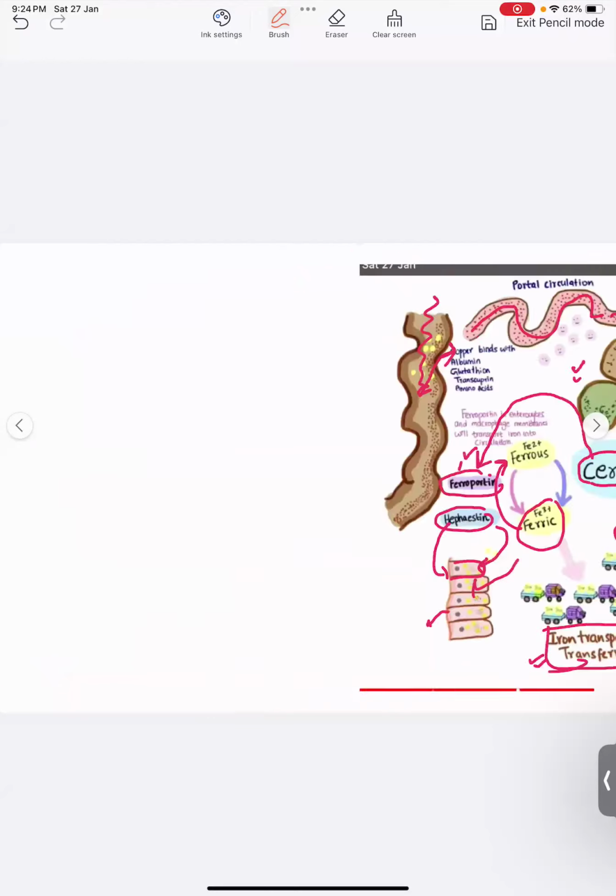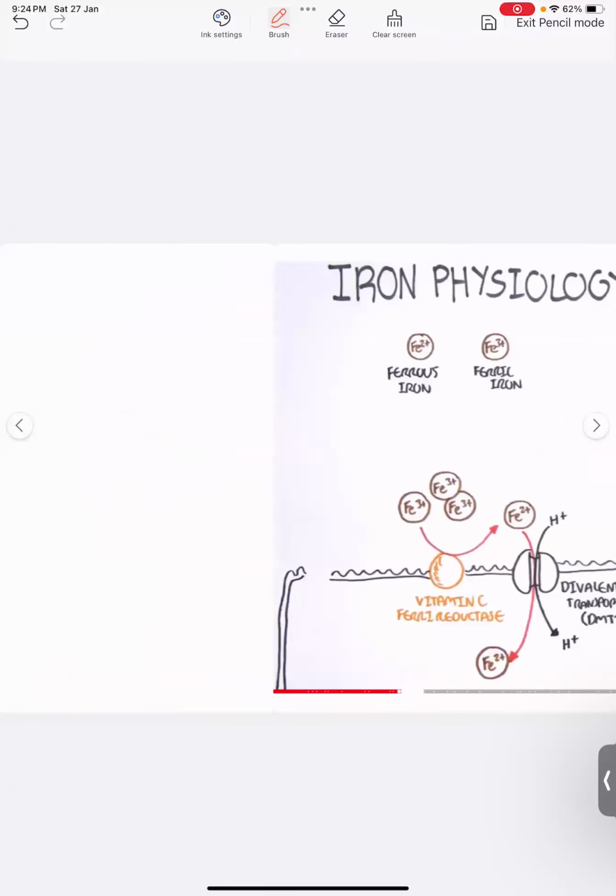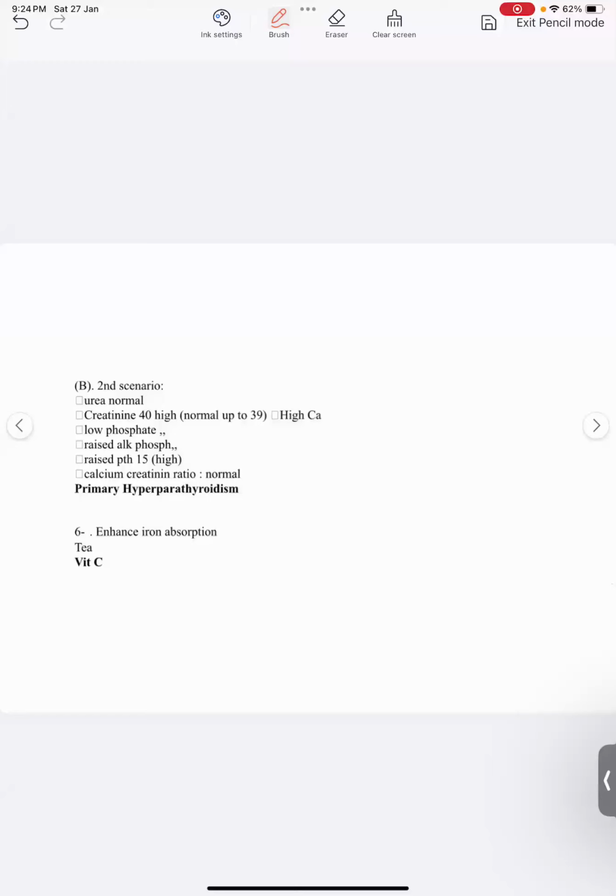Okay. Moving towards the next scenario. The second scenario, urea is normal, creatinine is normal. So this is not a case of CRF. This is not a case of ARF. Okay, calcium, they say that is very much high. Phosphate, that is decreased. Increased calcium, decreased phosphorus, raised alkaline phosphatase, and raised PTH. PTH is also increased, and alkaline phosphatase is also increased. So, what is your diagnosis here? This is very much clear.